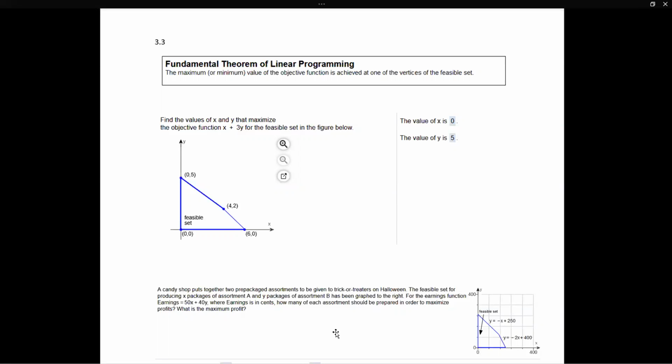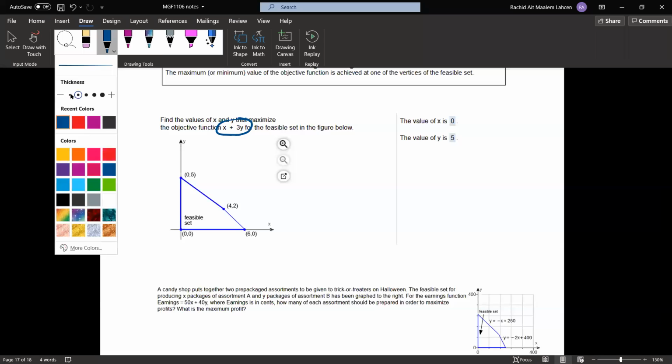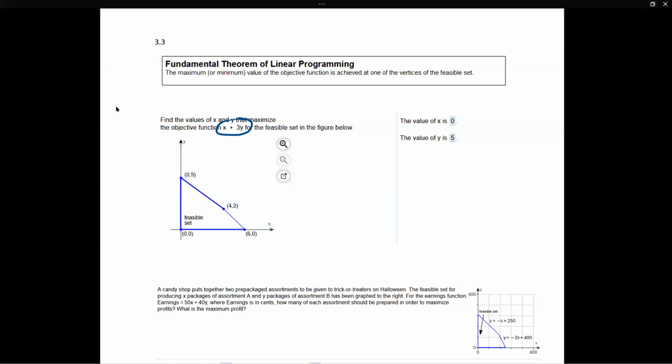Let's say you have a feasible set here with these vertices, and you're interested in finding the values of x and y that maximize the objective function. One thing we can do is make a table and try these vertices. For practice, I'll go through all of them.